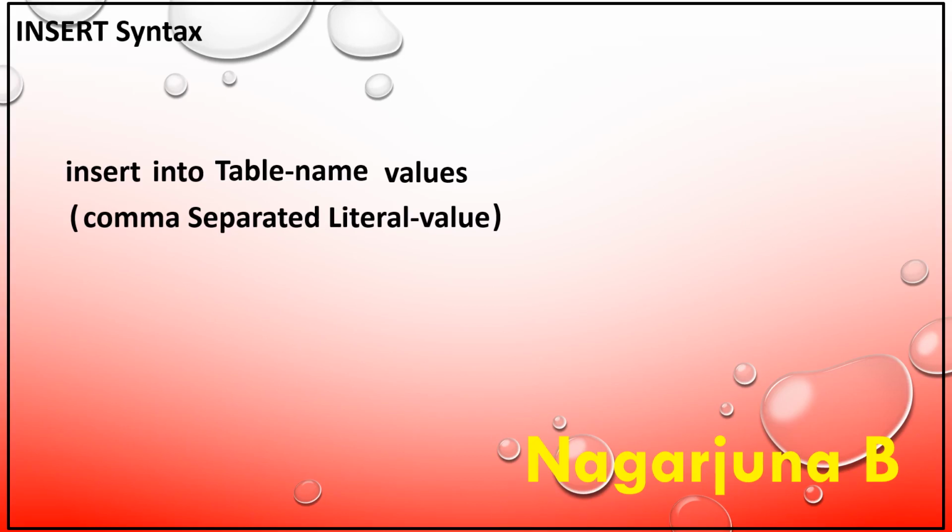Insert into table name, values. After that, open the bracket. After that, specify the literal values separated by commas, and each of the literal values should correspond to the attributes which we specified at the time of creating the table. After that, close the bracket. After that, semicolon. So this is the insert command syntax of the first form. There are various kinds of forms. Among them, this one is the first type.